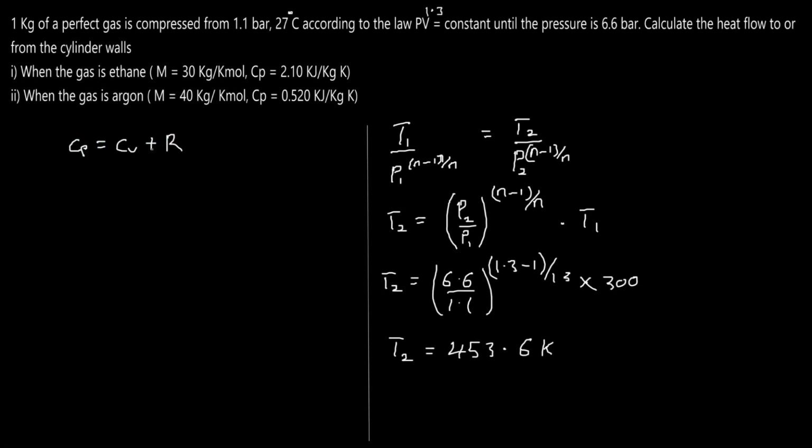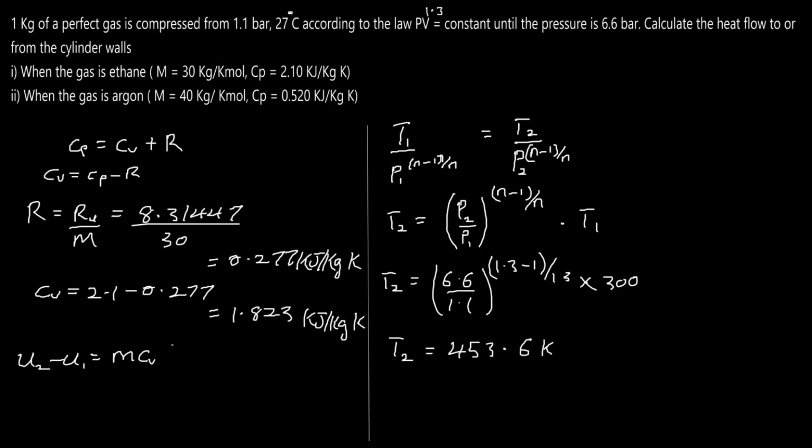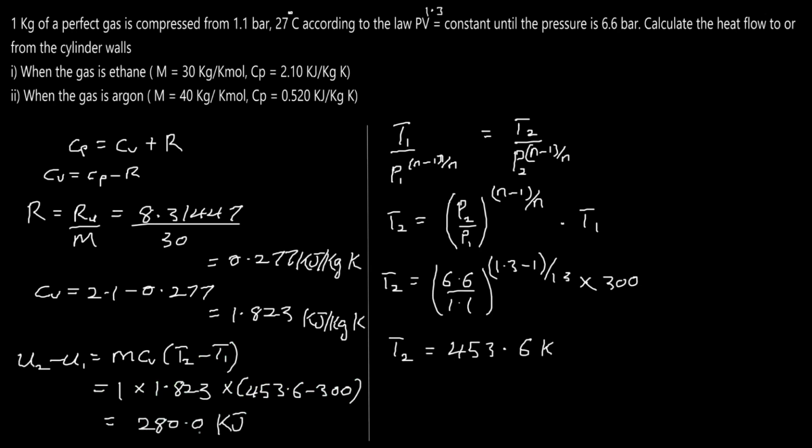For ethane, we can find the specific heat at constant volume using the relation Cp equals Cv plus R, or Cv equals Cp minus R. We know Cp, the specific heat at constant pressure. To find R, we use our universal gas constant divided by molar mass, and this gives us 0.277 kilojoules per kg Kelvin. So Cv equals 1.823 kilojoules per kilogram Kelvin. We can now use this to find the difference in our internal energy. Substituting our known values, we have 280 kilojoules as the difference.